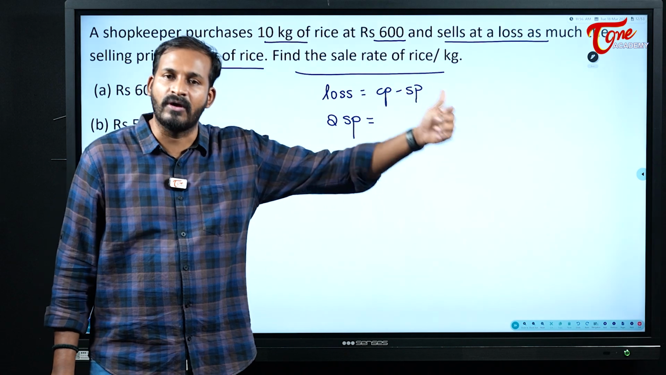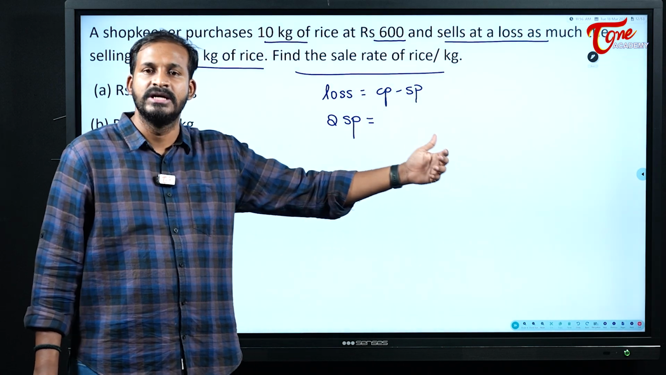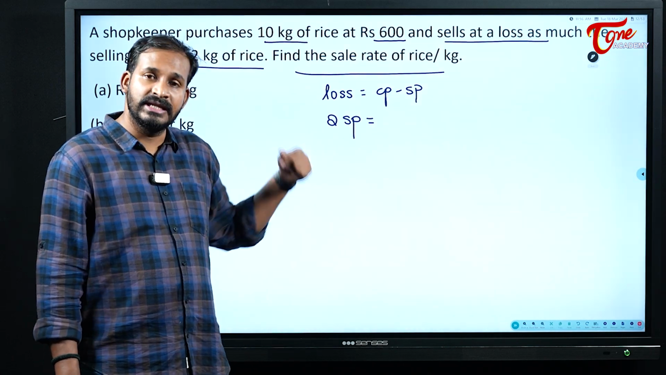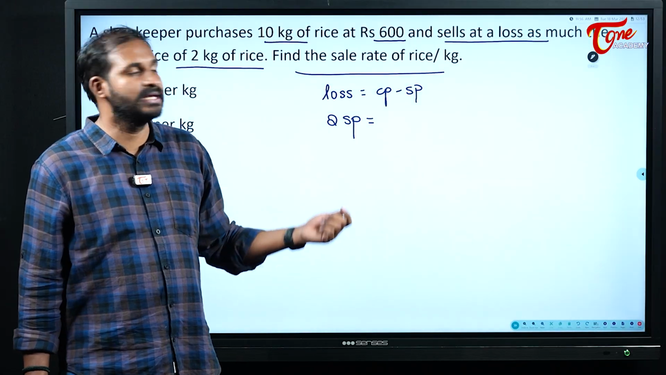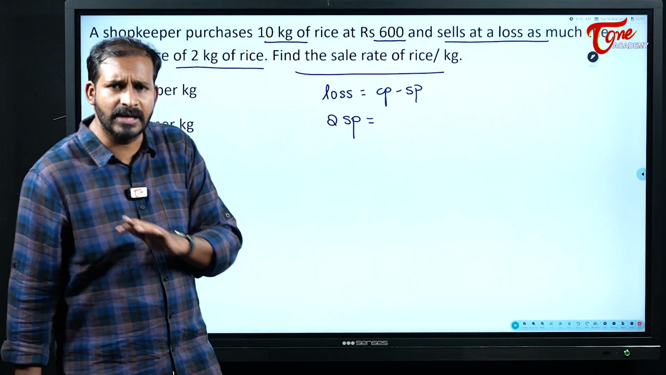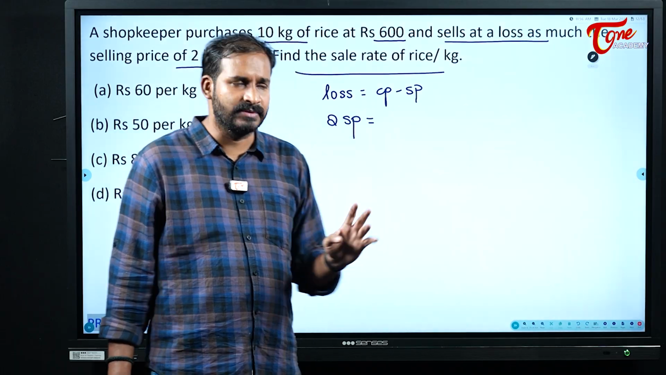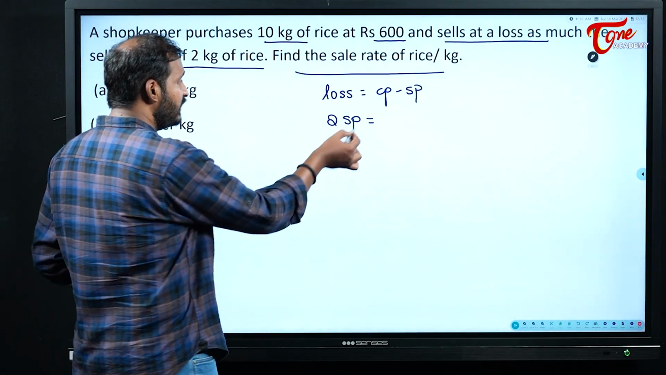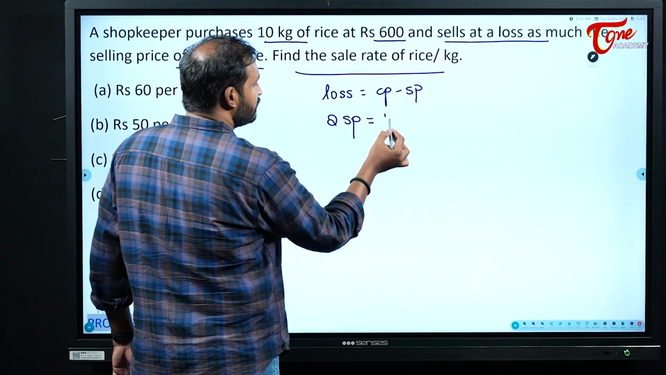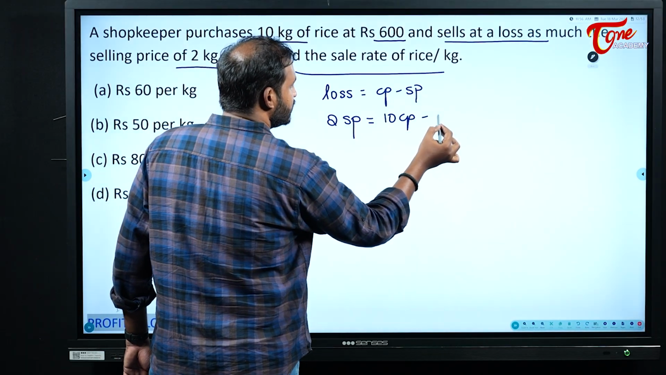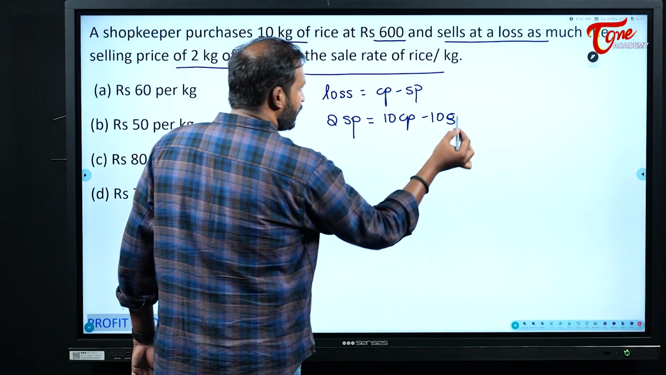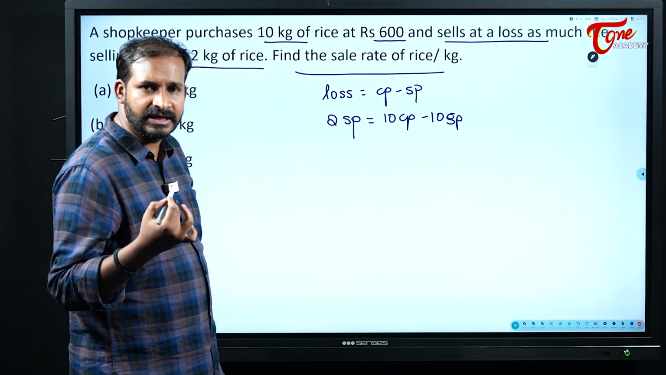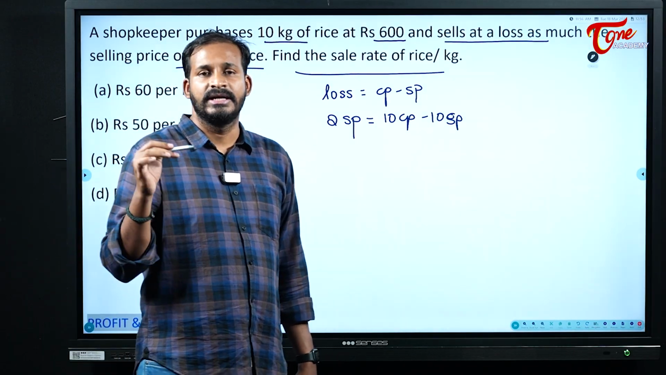Earlier we have seen there is a profit of 11 meters selling price, so I have taken 11 SP. Here there is a loss of 2 kg selling price, so 2 SP. For timing, I am assuming cost price as CP and selling price as SP. When is this loss occurring? When he is selling 10 kgs of rice. That means he would have purchased or manufactured 10 kgs of rice and then sold 10 kgs of rice.